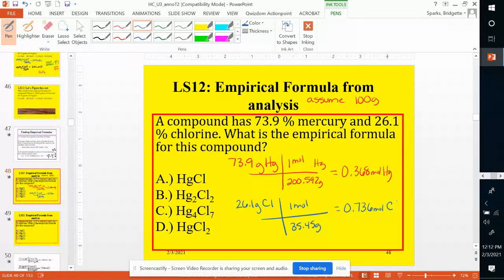Now, some of you can see the ratio, but again, if you can't, I would just take the smaller quantity and divide it into the larger quantity and simplify. And what that simplifies to is 2 over 1. And now I can write my formula, right? I have 1 mercury for every 2 chlorine. I hope that was helpful.